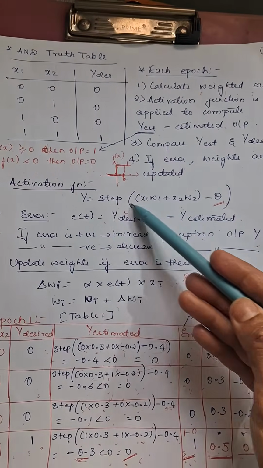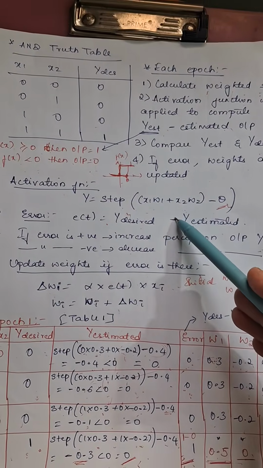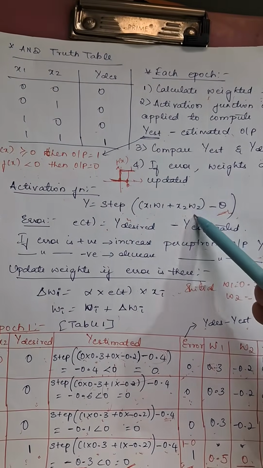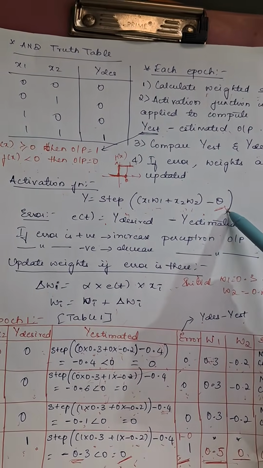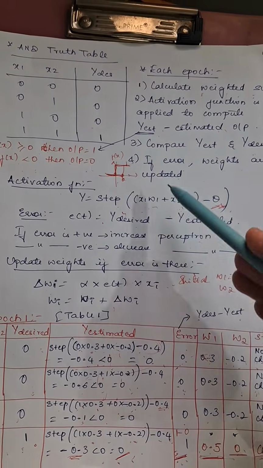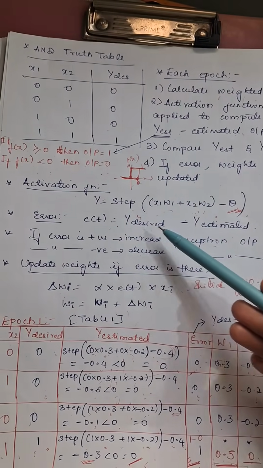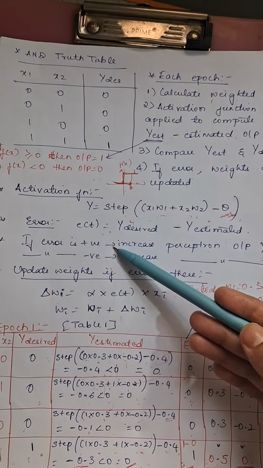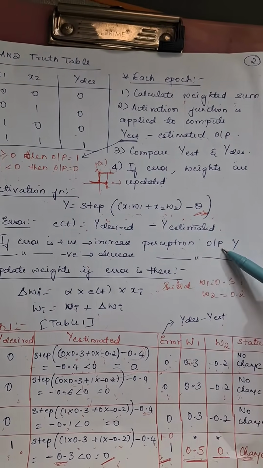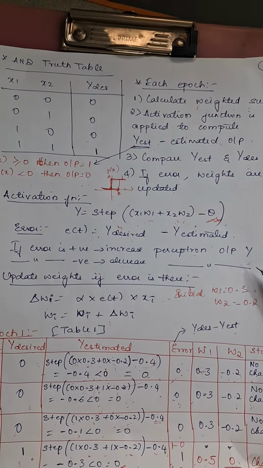The activation function formula is, it's a step function, right? So step of x1 w1 plus x2 w2 minus theta. x1, x2 are the inputs to the boolean function. W1, W2 are the weights. Theta is the bias value. Okay. And we have to calculate the error. Error E of t is equal to desired output minus the estimated output. If I get the error as positive, then we are going to increase the perceptron output y. If I get the error as negative, I am going to decrease the perceptron output y.